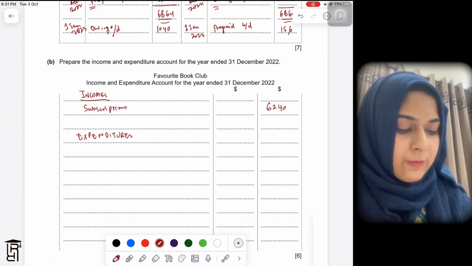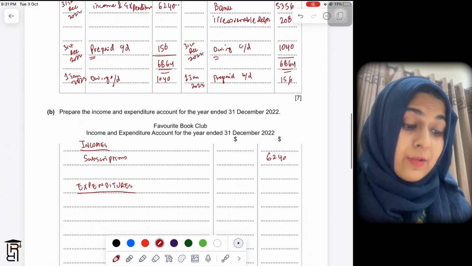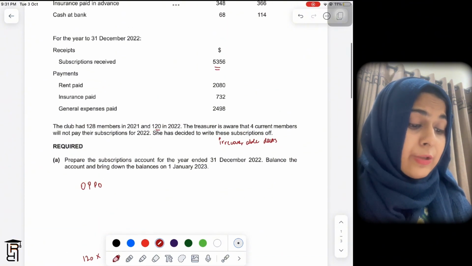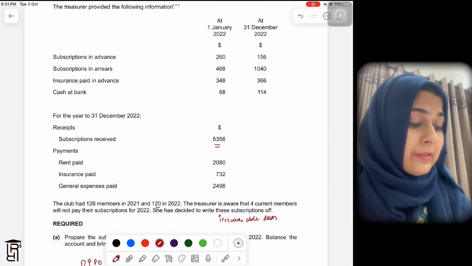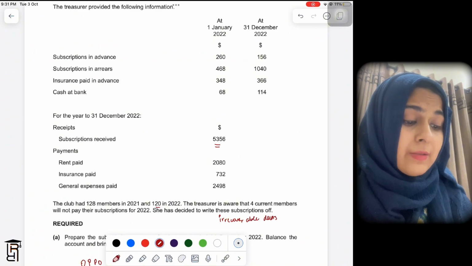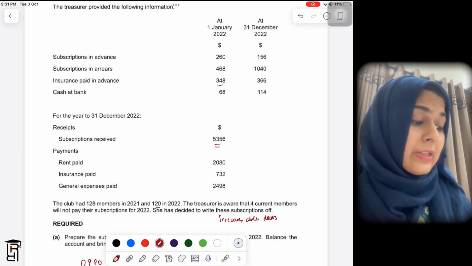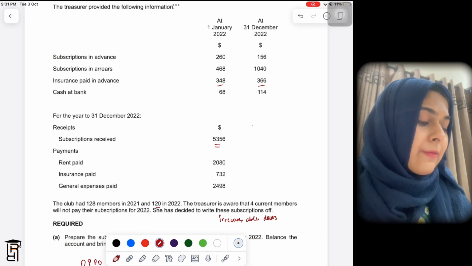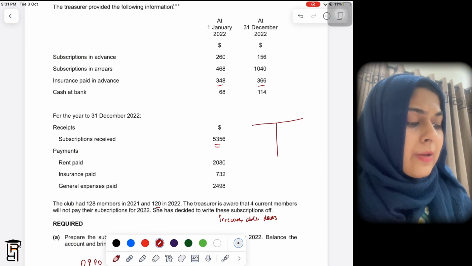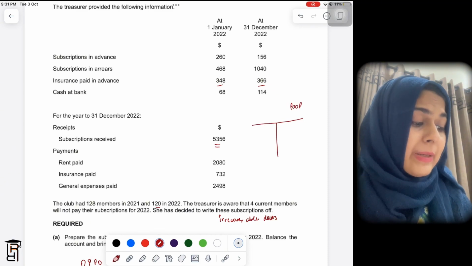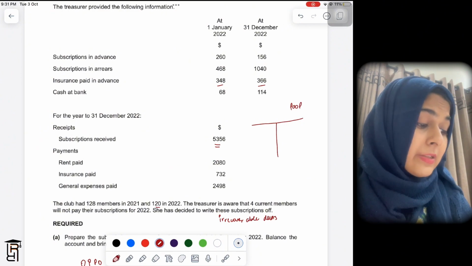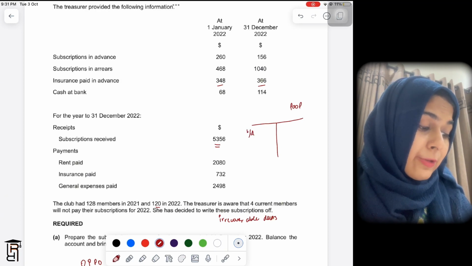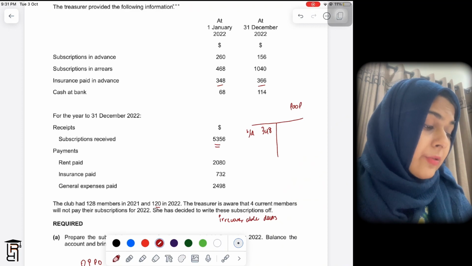For expenditures, of course, you need to see the payments in the bank account as well, and you need to see if there is an opening or closing owing or prepaid in any of the expenses. Let's say insurance has a paid in advance, opening and closing. For expenses there is a rule, it's called POOP, prepaid brought down. So there is the brought down in advance and there is a carried down in advance. You'll write brought down here, that is prepaid brought down 348. You'll write prepaid carried down here 366.